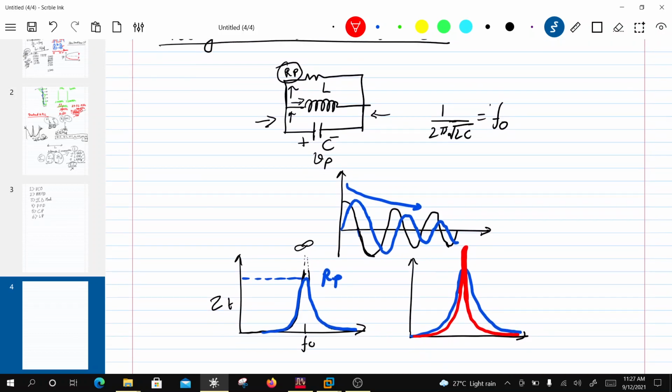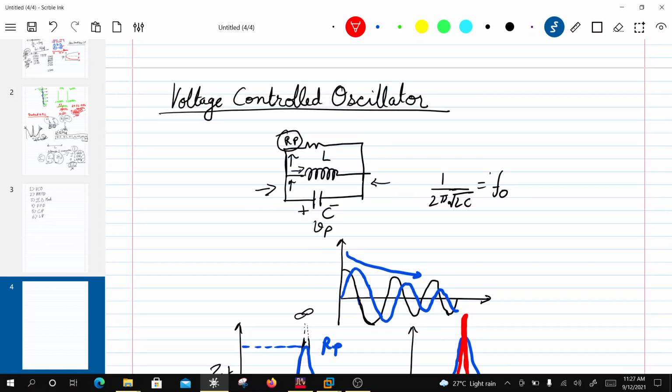And how would you make it sustain oscillations? If I was to add a negative resistance in parallel to this, which is equivalent to minus RP, so if I had a minus RP in parallel to that, then this is equivalent to no loss, and the oscillations are going to sustain, right?